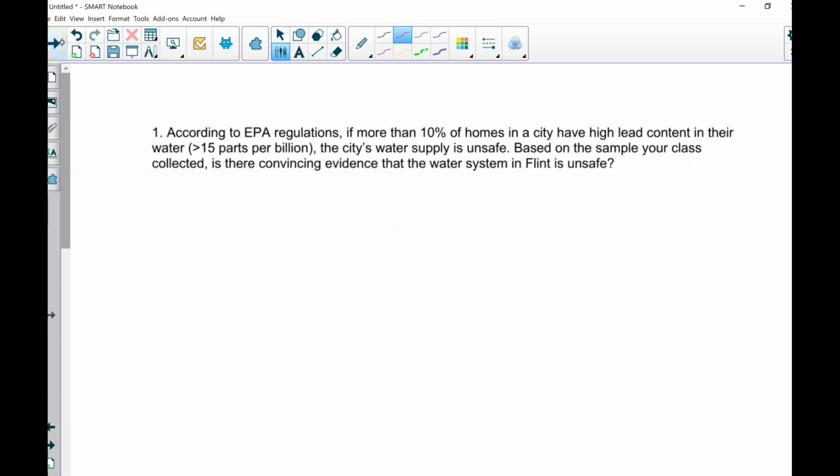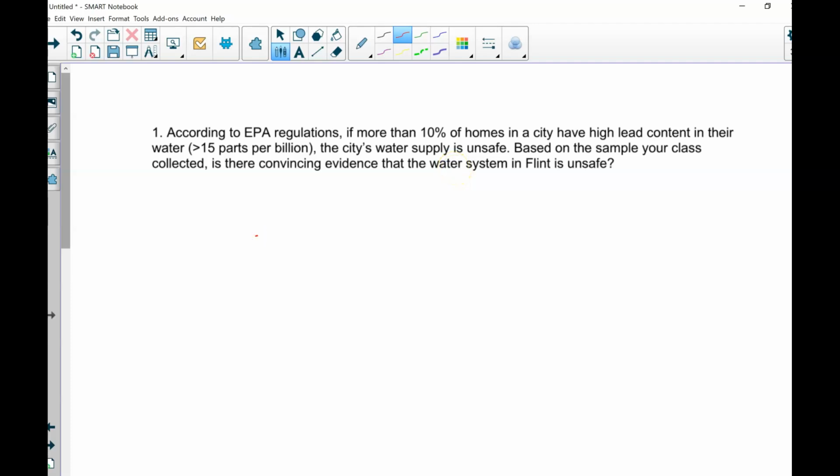So in the next slide, we're asked to investigate the following case. According to EPA regulations, if more than 10% of homes in a city have high-level lead content in their water, 15 parts per billion, the city's water supply is considered unsafe. Based on the sample your class collected, is there convincing evidence that the water system in Flint is unsafe? So that's what we're investigating.